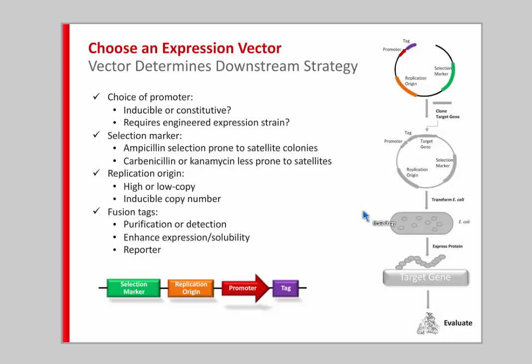The choice of promoter can be a big factor. Would you like an inducible or constitutive promoter? The selection marker and the replication origin are all items that can really affect the end result during your evaluation. So we really need to think about the entire workflow when we think about vector choice.